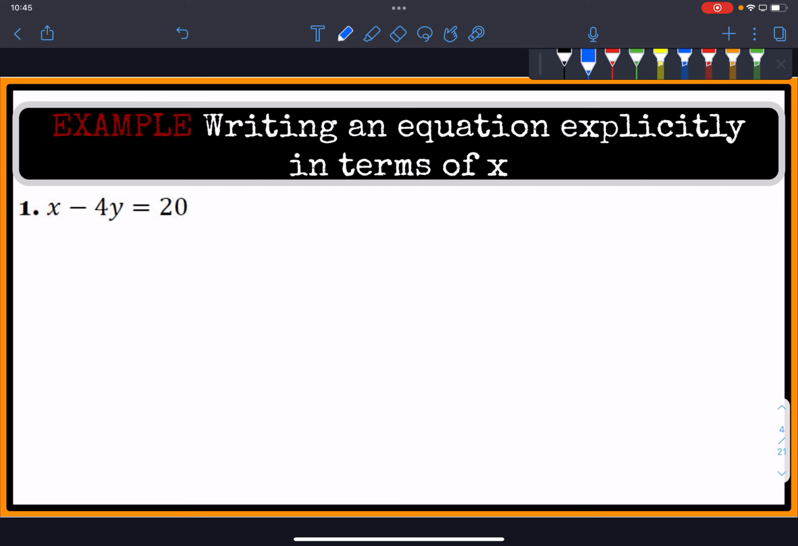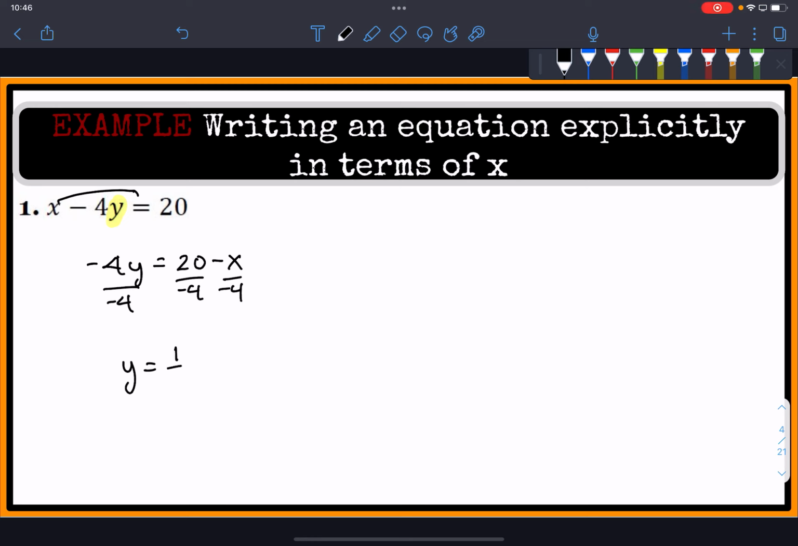From Algebra 1, we have a linear equation written in our standard form, and we want to write this equation explicitly in terms of x, which means that we want to solve this equation for y. I explicitly want to know what y is equal to in terms of x as the variable. So I begin by doing my algebra and moving the x to the other side. So I end up with negative 4y is equal to 20 minus that x. I then divide by negative 4. And I get that y will equal a positive 1 over 4x minus 5.